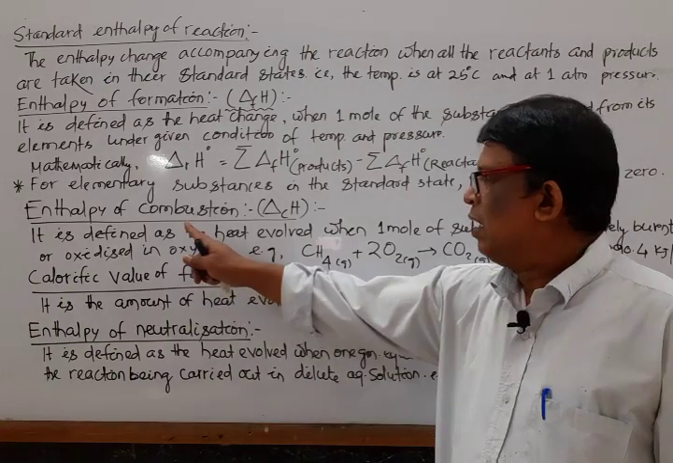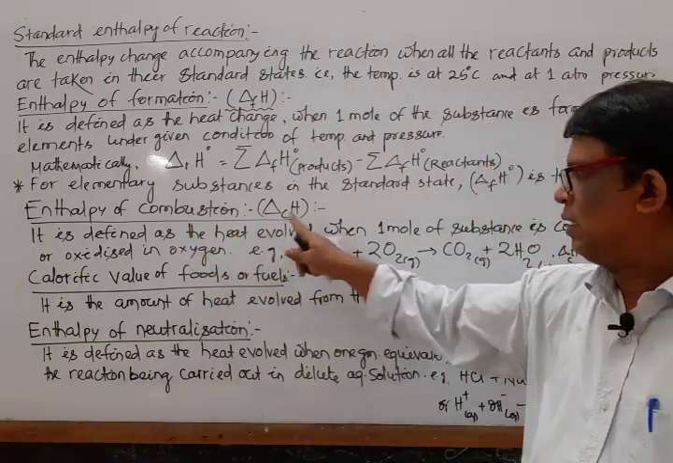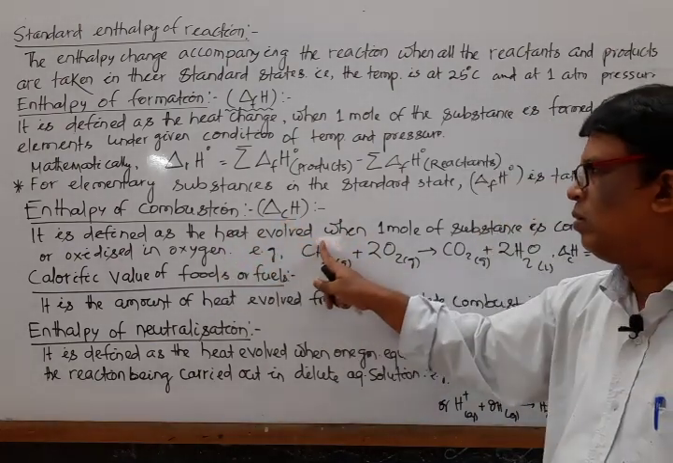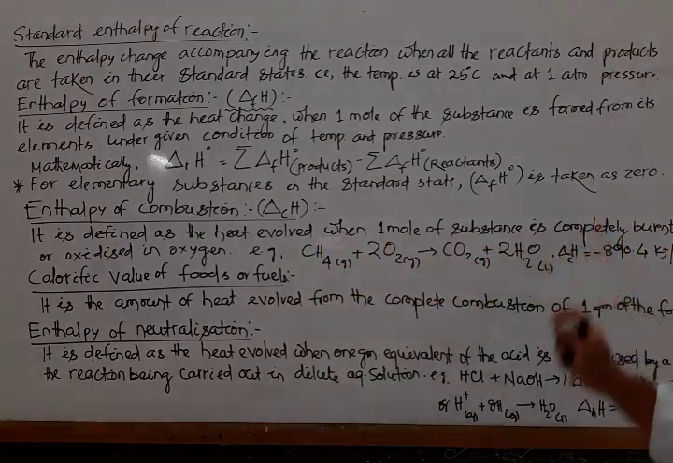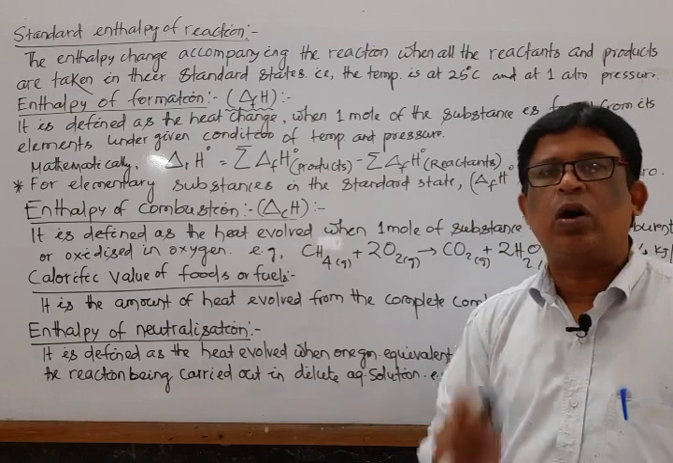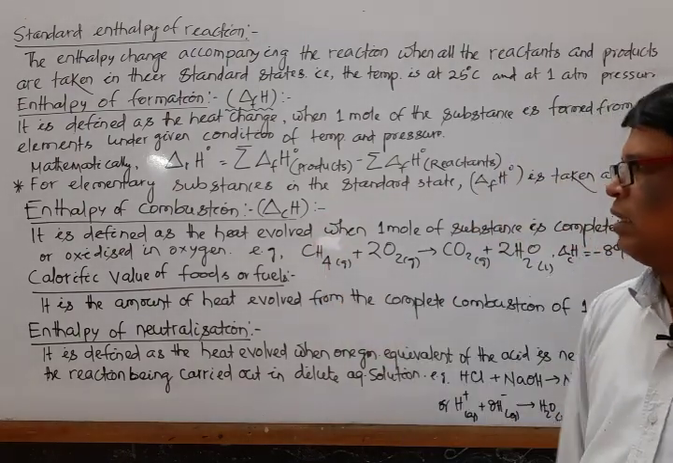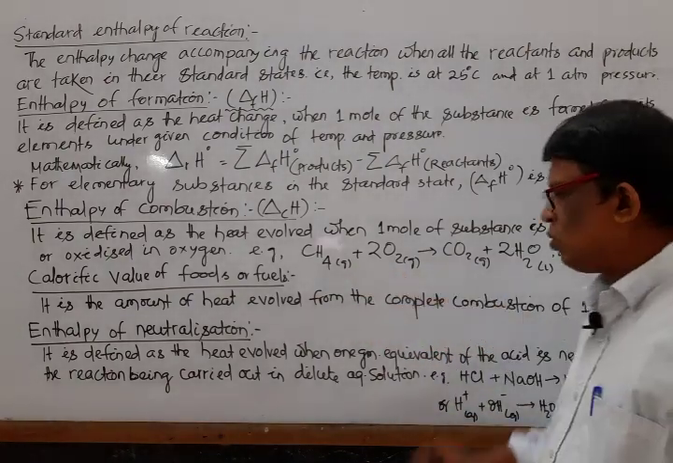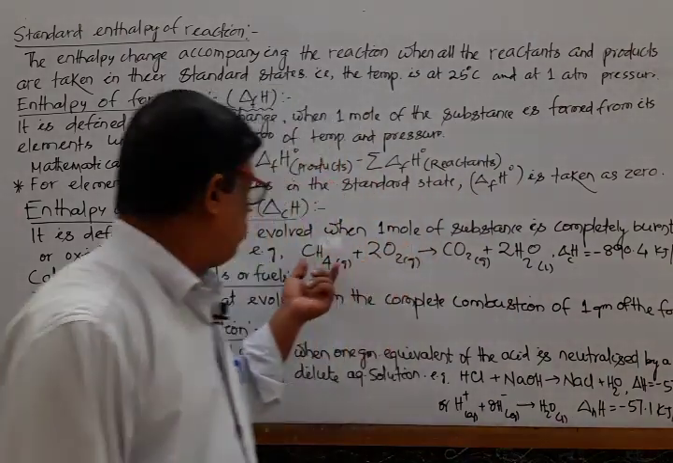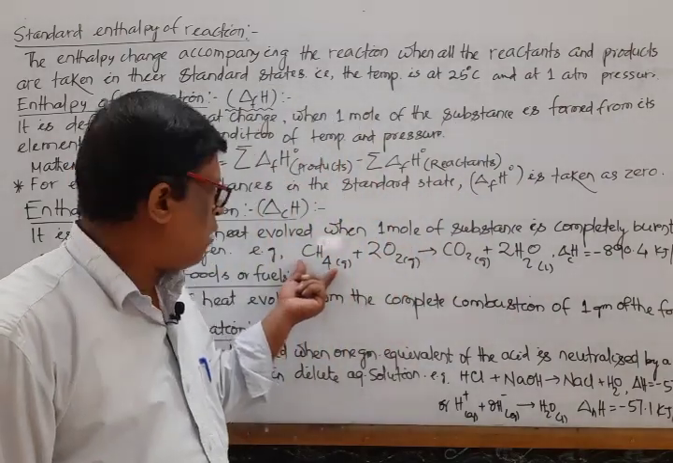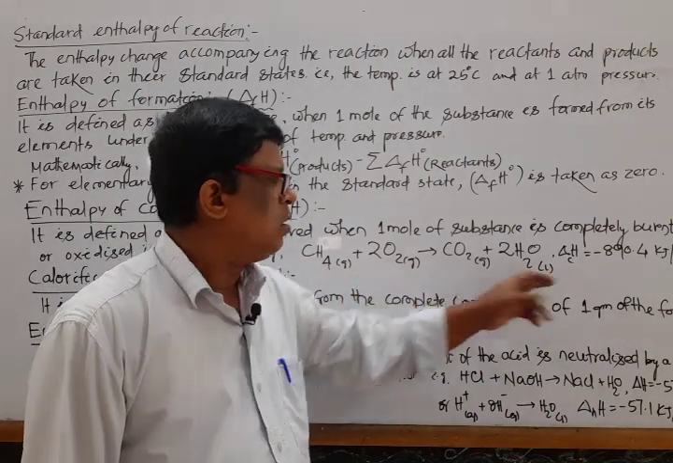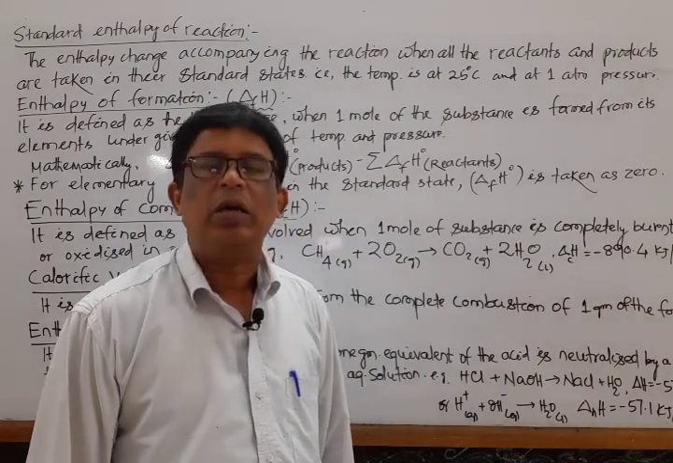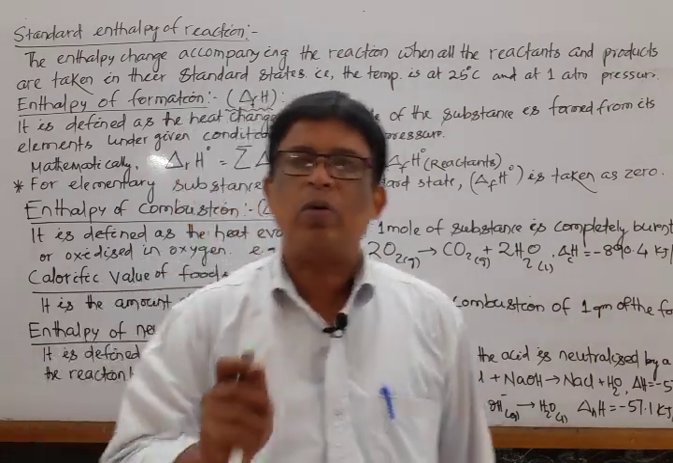Okay. Next is enthalpy of combustion, del CH. C stands for combustion. It is defined as the heat evolved when 1 mole of substance undergoes complete combustion or is completely burned. That is known as enthalpy of combustion. For example, CH4 plus 2O2 give rise to CO2 plus H2O. That means when 1 mole of methane or 16 gram of methane undergoes complete combustion, the amount of heat evolved, that is 890.4 kilojoule per mole, is known as its enthalpy of combustion.